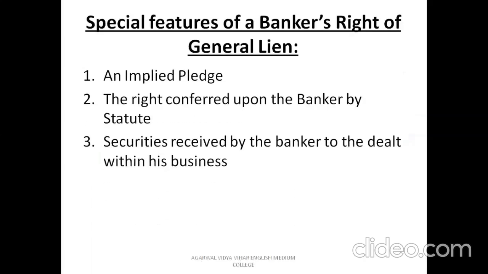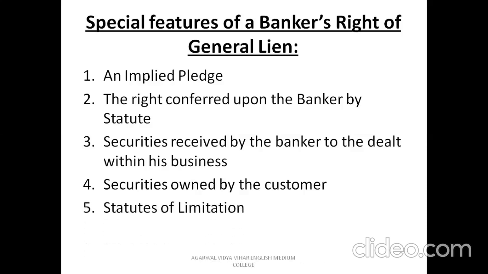Then we discussed these five features of the banker's right of general lien. First one, it is an implied privilege. Second one, the right conferred upon the banker by statute, under the Indian Contract Act. Then, if any security is received for any special purpose, the banker cannot exercise the right of lien on that. And if the security is not owned by the customer, if it is under joint ownership or owned by a third party, then the banker cannot exercise the right of general lien on that. And the statute of limitations says that the banker can exercise the right of general lien within the time limit. We discussed these features in brief.